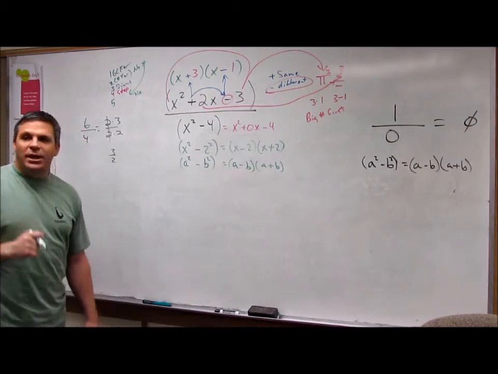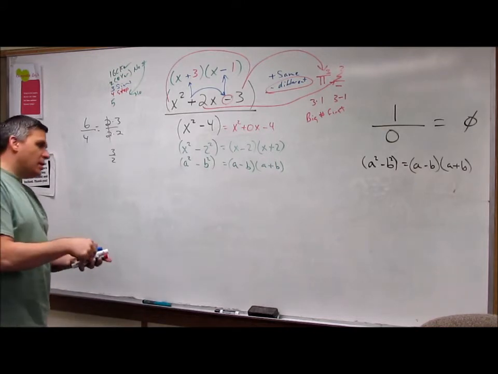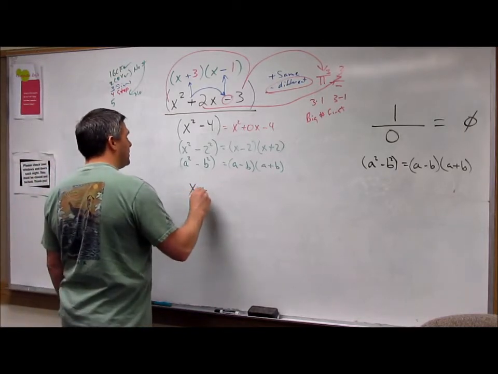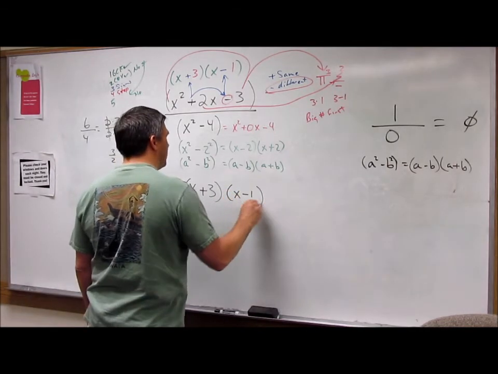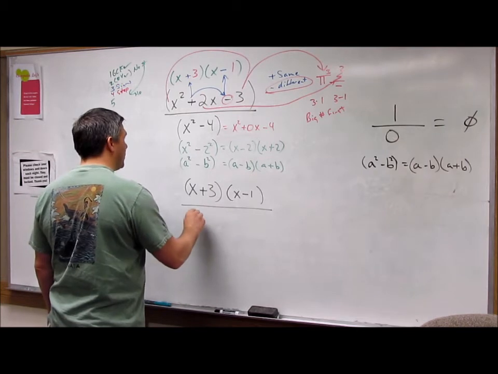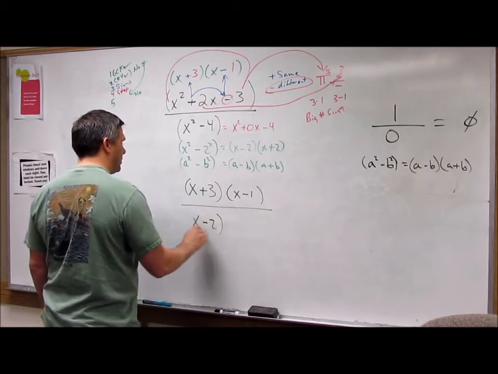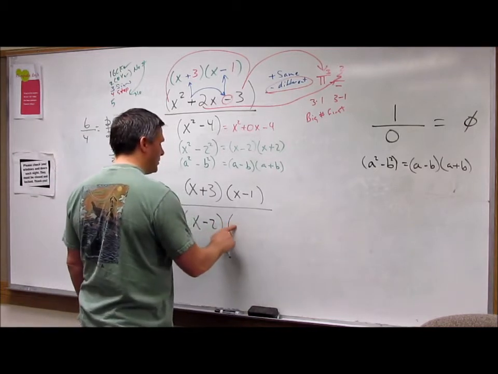Great. So now what? Rewrite it. So I'm going to rewrite it: x plus 3, x minus 1, divided by x minus 2, x plus 2. Oh, great.